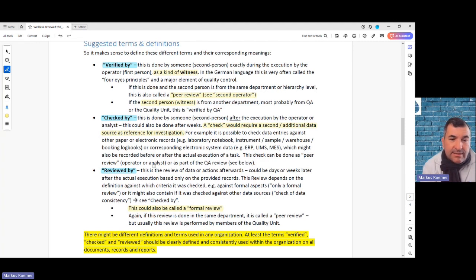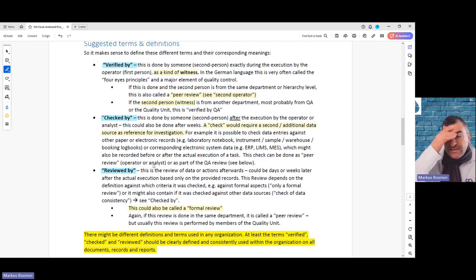Checked by is somebody verifying, checking the data after the execution, but you have the chance to have a logbook entry, an electronic print of a different electronic system, to check the data which is inserted or which is referenced in the record. So you have a second source where you can check the data, if it's consistent, if it's valid, if it's appropriate, if it's logical even. So that's a checked by step.